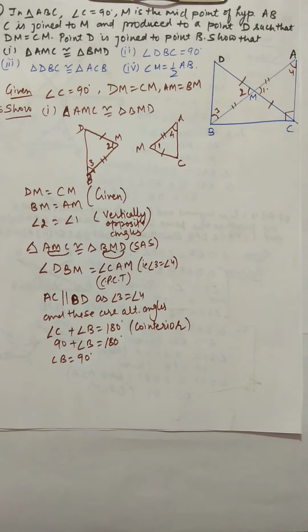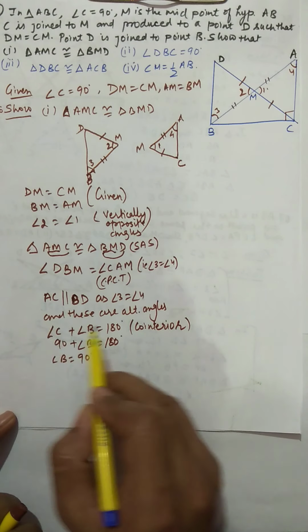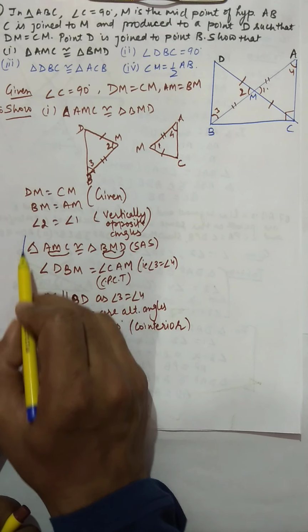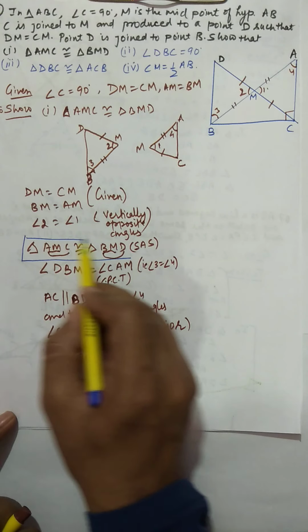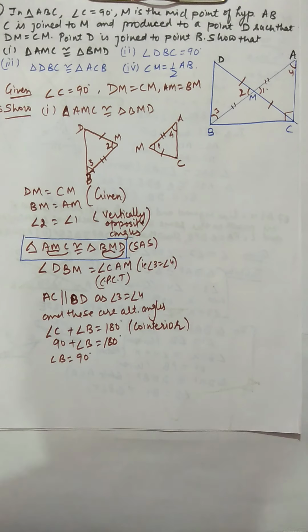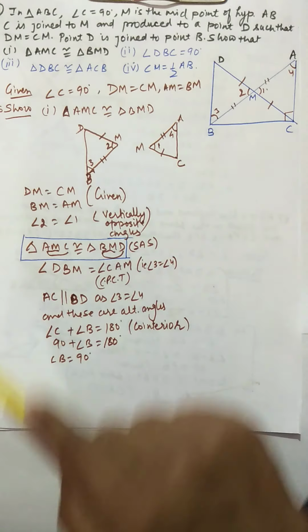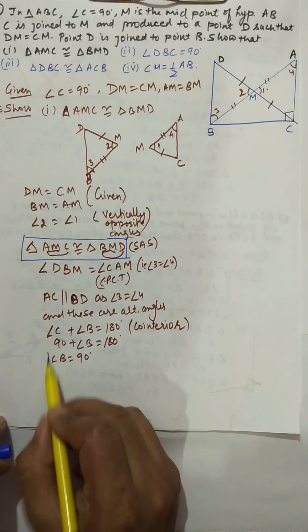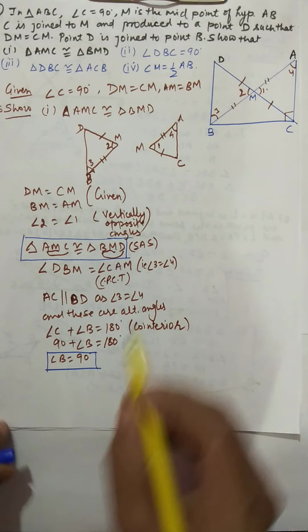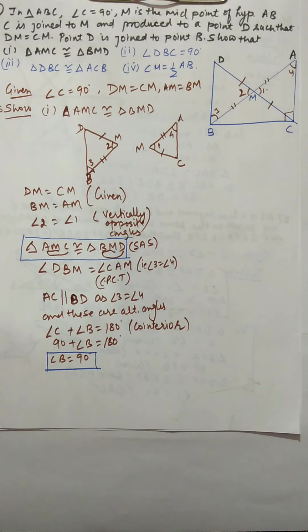So we proved the first part here, that these are congruent. This is your part number 1. Now we'll focus on part 2. Part 2 is that angle DBC is equal to 90, and this is your second part you have proved. This is DBC equal to 90, and now we'll go to the next part.